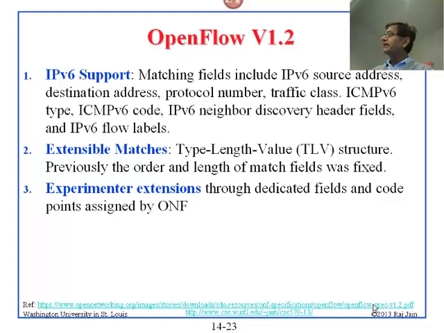And experimenter extensions. There were some fields specially specified for people to experiment with. These are not standard, but if you come up with a good use for it, then they come back next time and put it in. So these are experimental code points assigned by ONF, especially for the experimenter. Three changes: IPv6, TLV, and experimenter.